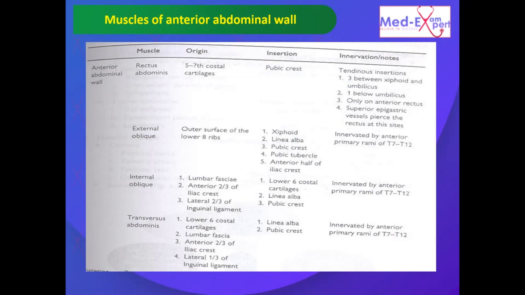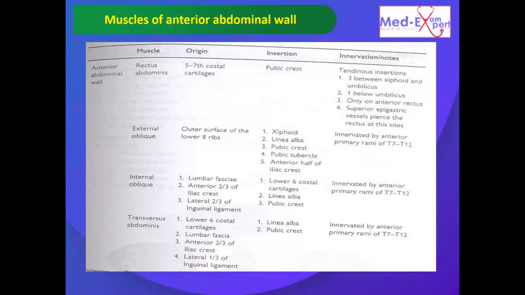About the internal oblique, it's the second muscle from out to in. It originates from the lumbar fascia laterally and the anterior 2/3 of the iliac crest, plus the lateral 2/3 of the inguinal ligament. I want you to remember this point very well because we will talk about it later: the internal oblique muscle originates from the lateral 2/3 of the inguinal ligament. Again, the internal oblique is inserted in the lower 6 costal cartilages, the linea alba, and the pubic crest.